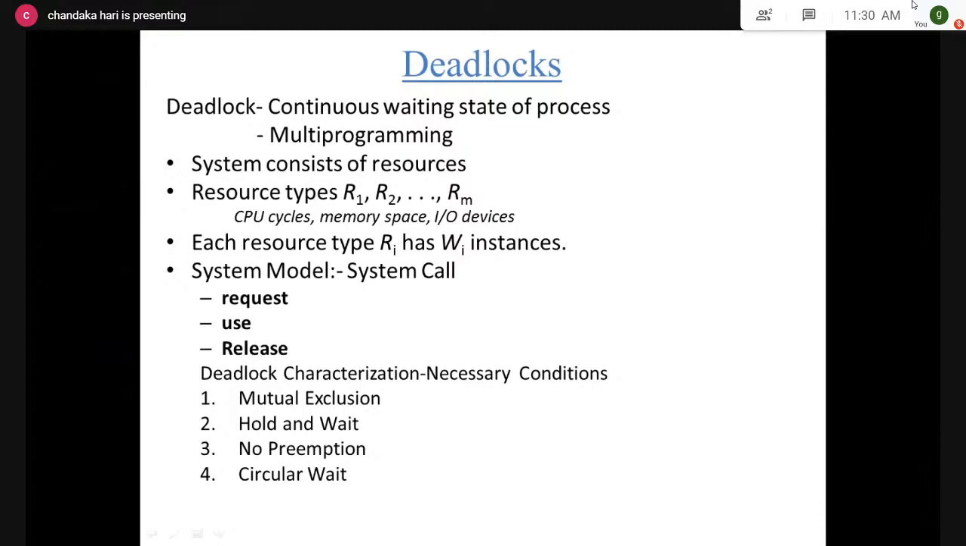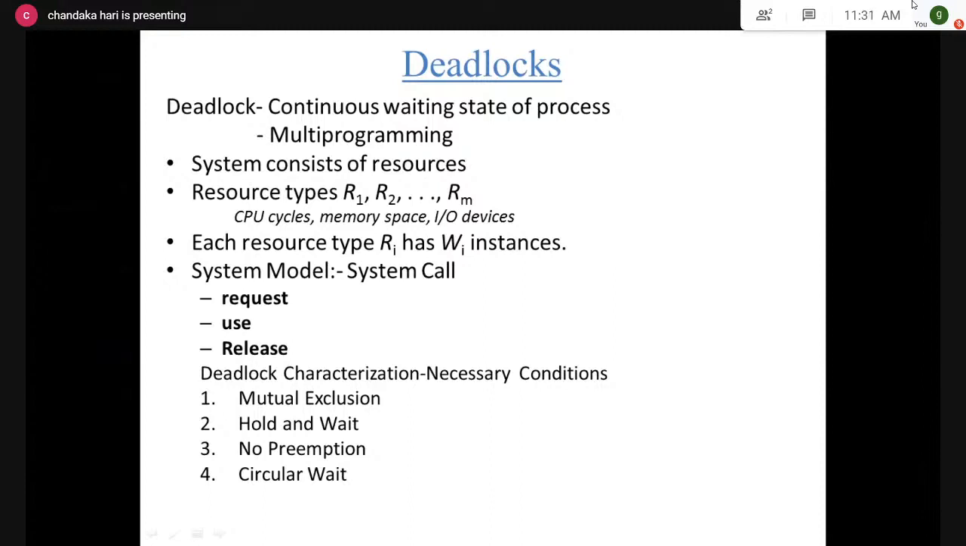Once the resource is sanctioned, then using the use system call, you are allowed to continue your operation. Once your execution is complete, you need to release your resources to the operating system by using a system call known as release. So these are the three system calls required to implement any kind of system: request, use and release.